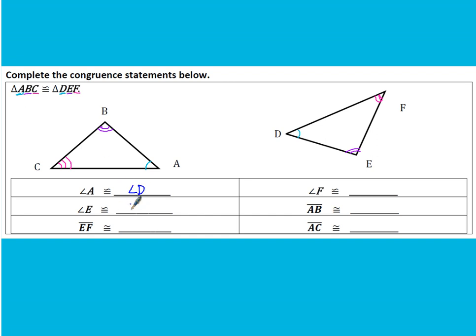And now it's trying to have us figure out which angle is congruent to angle A, and we marked angle D the same there, so that's going to be angle D right there. Angle E we marked the same as angle B, and angle F we marked the same as angle C. So right away you can fill in those answers real quick because we already marked them based on the order.